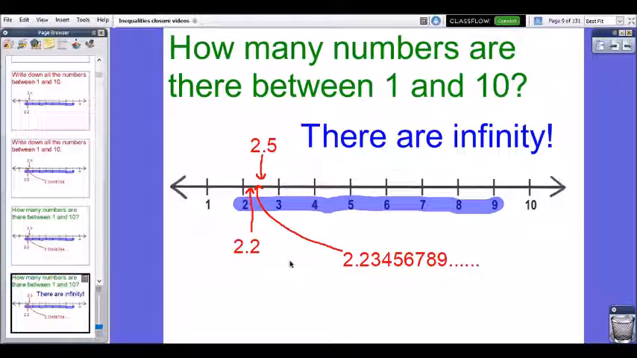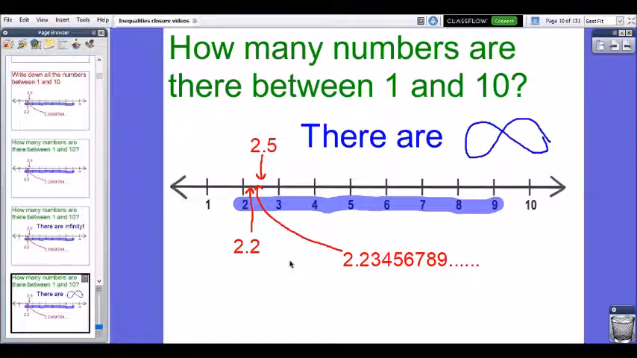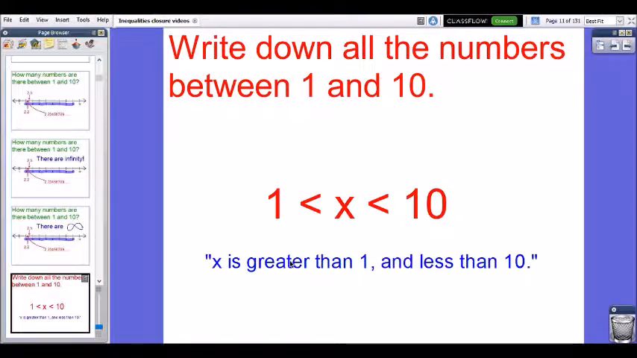Right? So, going back to my original question, when I asked you to write down all the numbers between 1 and 10, is that actually possible mathematically? Well, it's not possible to list them because I don't have a page or a computer screen that goes on forever and ever and ever. And I also don't have the time to list infinite numbers. However, there is some mathematical notation that lets me list all the numbers between 1 and 10. That notation is called inequalities.